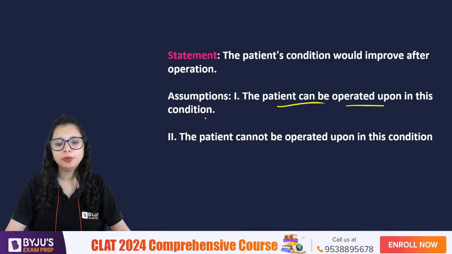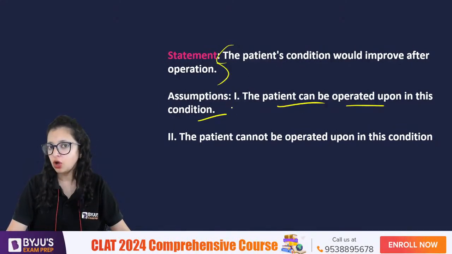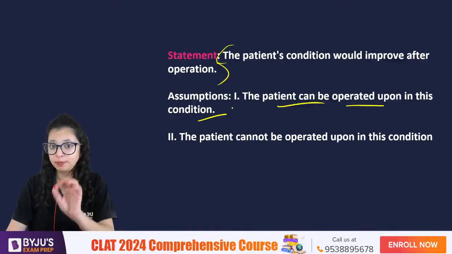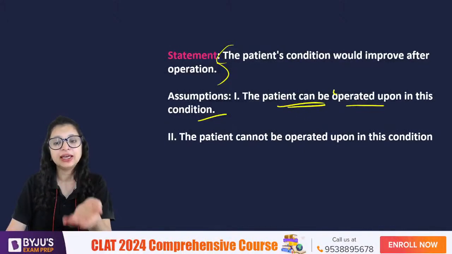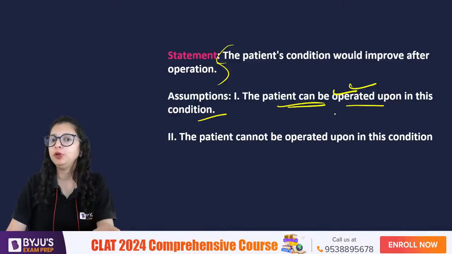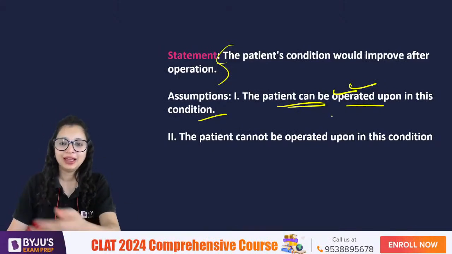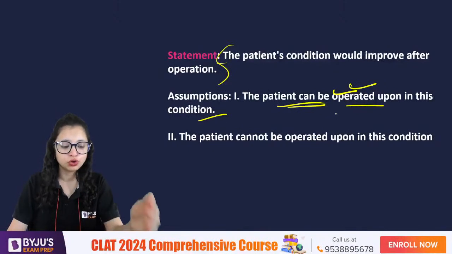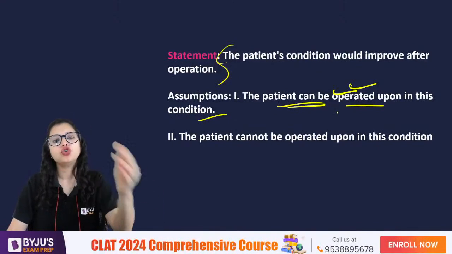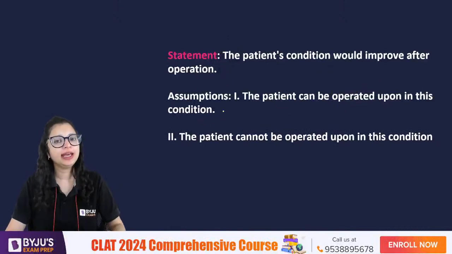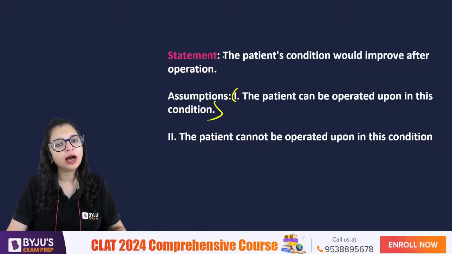If the patient cannot be operated upon, can the doctor promote operation? No, he will not. The doctor is promoting operation. He's saying the patient's condition would improve only when there's a certainty that he can be operated upon. If he cannot be operated upon, then the patient's condition would not be improved and the promotion of operation would not have been made. ये जरूरी है इस स्टेटमेंट का ट्रू होना इस क्वेश्चन के ट्रू होने के लिए.